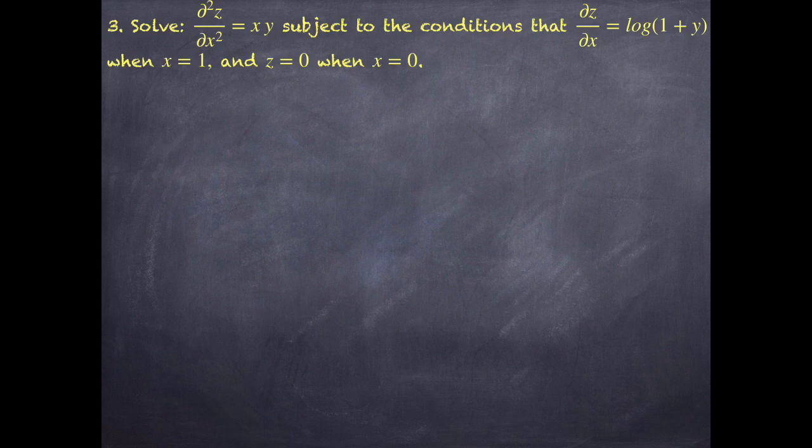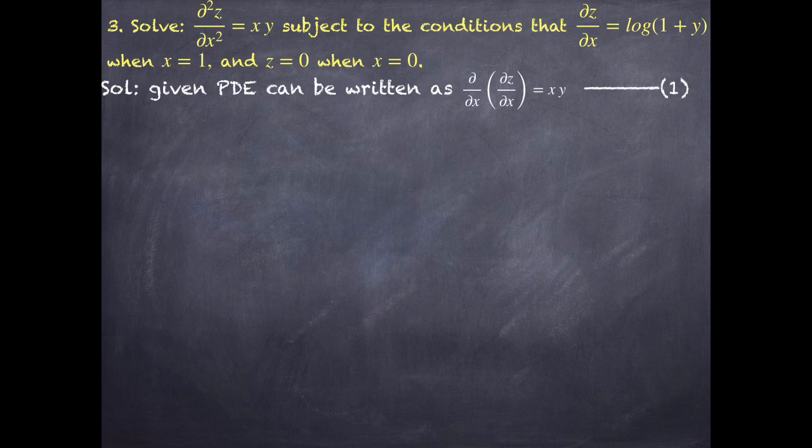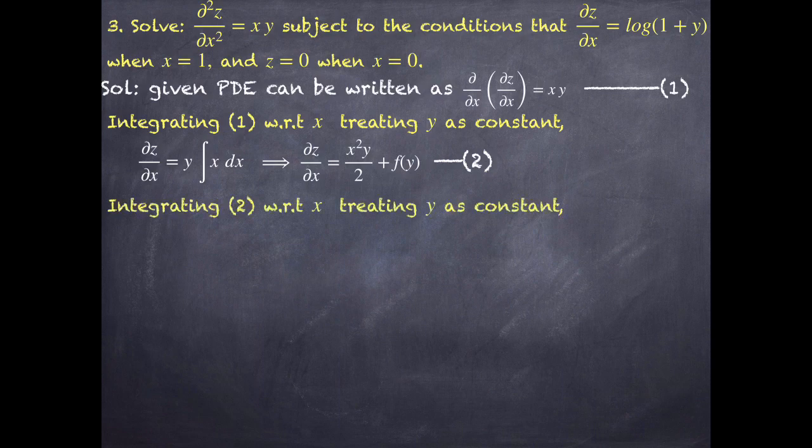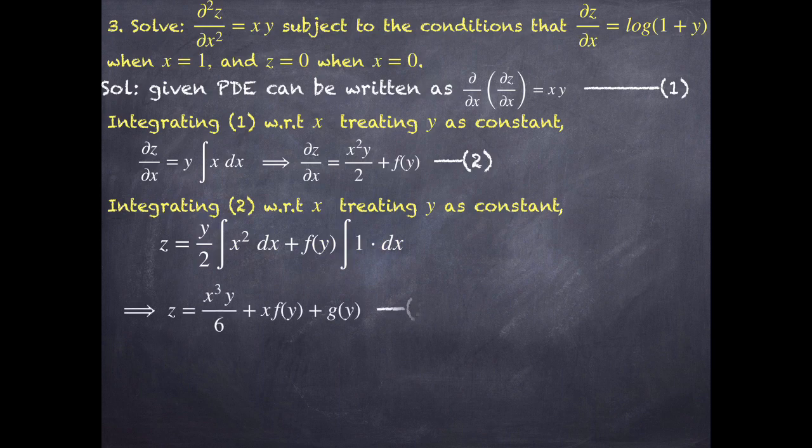Solve ∂²z/∂x² = xy subject to the conditions ∂z/∂x = log(1+y) when x = 1, and z = 0 when x = 0. Since the independent variable given is only x, integrate with respect to x twice. We get ∂z/∂x = x²y/2 + f(y). One more time, integrate with respect to x only, and we get z = x³y/6 + x f(y) + g(y).